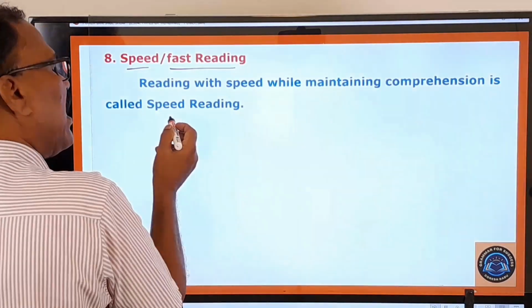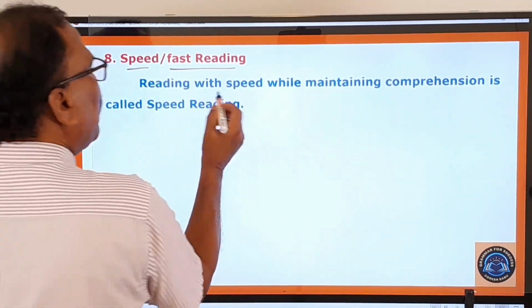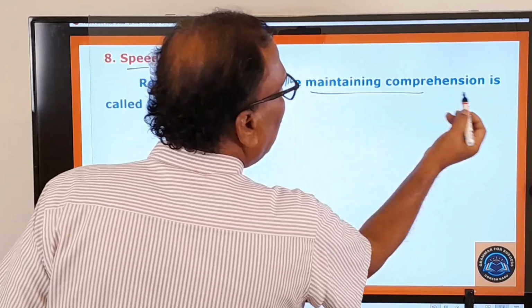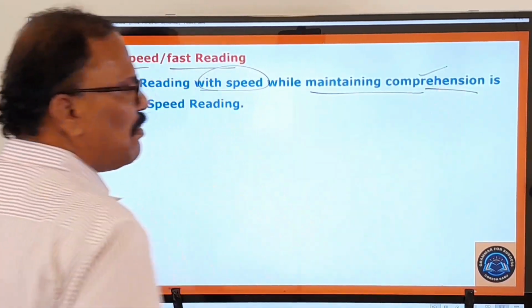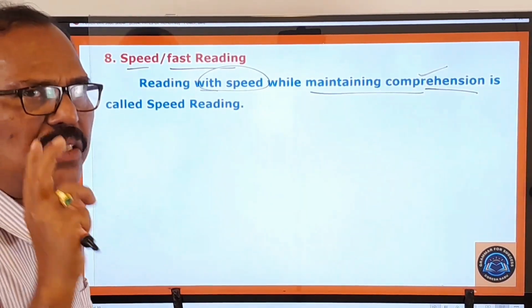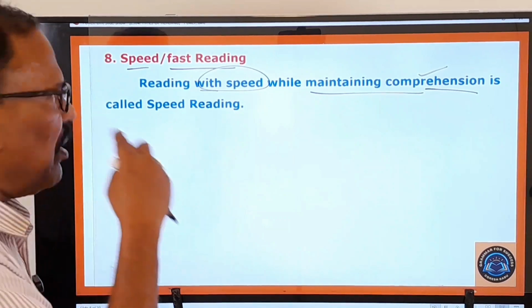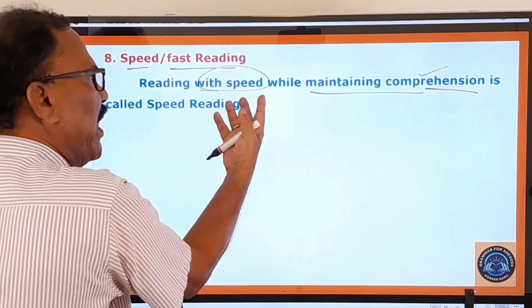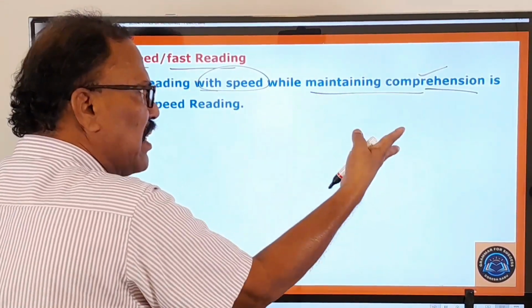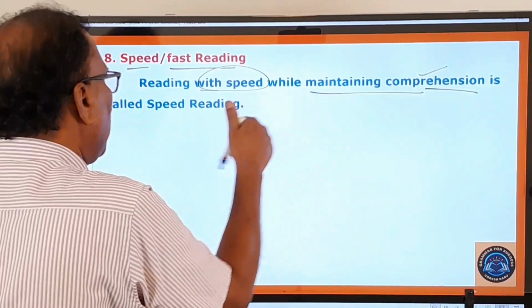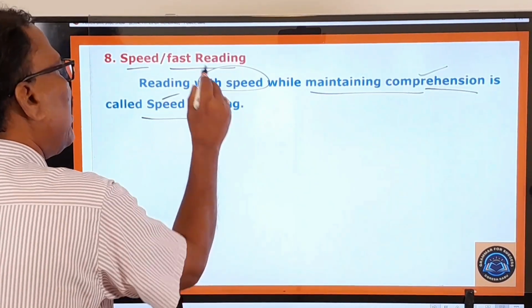In this kind of reading, what do we do? Reading with speed while maintaining comprehension. Comprehension is important. Comprehension means understanding the topic or subject. So that's important. Reading any subject with speed while maintaining comprehension is therefore called speed reading or fast reading.